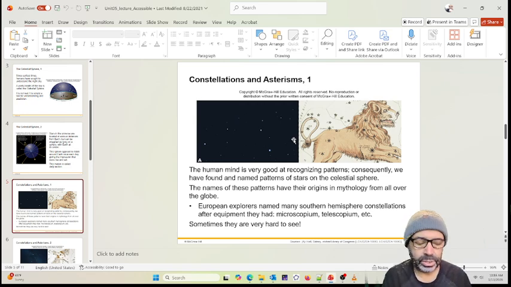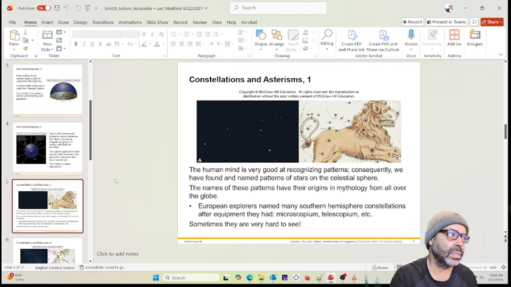Or another well-known asterism, for example, is the winter triangle, made up of three stars that form a triangle, almost equilateral, and those are Betelgeuse, Procyon, and Sirius. So those three stars, at least in the northern hemisphere in the winter, form a well-known shape. Okay, so that's a distinction.